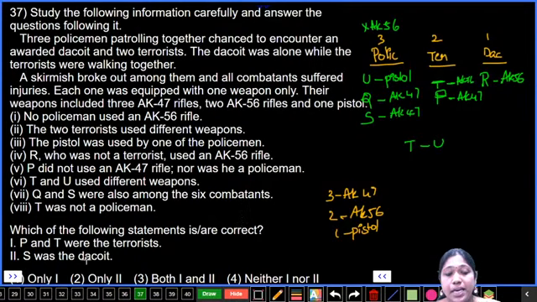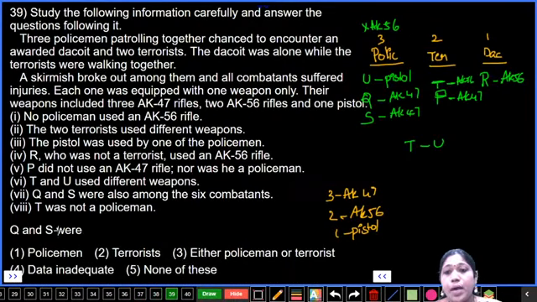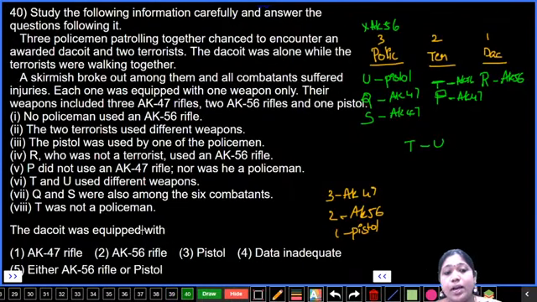And the next question: which of the following statements is true? P and T were the terrorists. Yes, this is true. S was a dacoit. Only the first statement is true. Option number 1. Who among the following used the pistol? U is using the pistol. Option number 2. Q and S were policemen. First option. The dacoit was equipped with an AK-56 rifle. Option number 2.